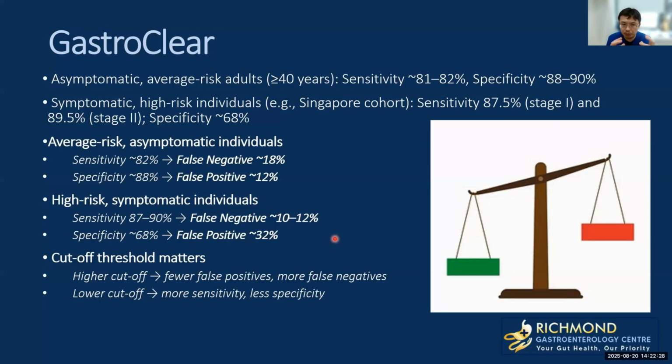So you just have to be cognizant, make sure you understand how to interpret the test. Of course, if the GastroClear test is low risk, it means there's nothing wrong. But when it's medium or intermediate risk or high risk, you have to think about whether there are higher false positives.